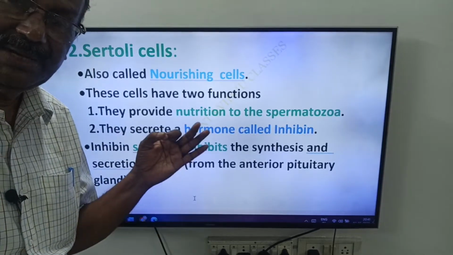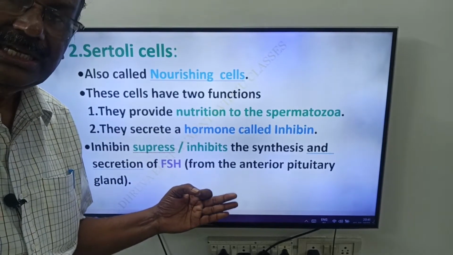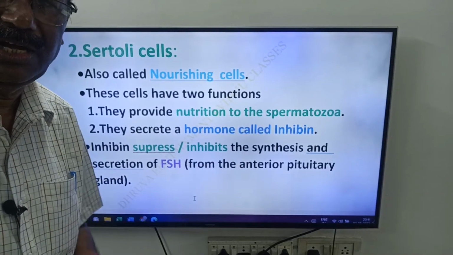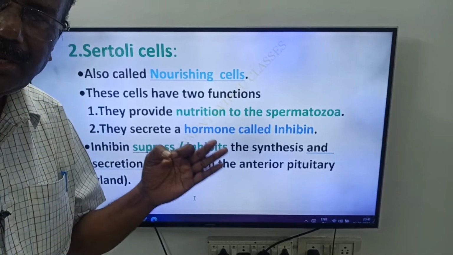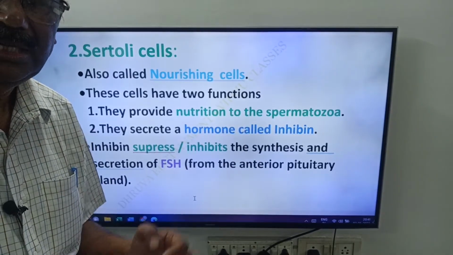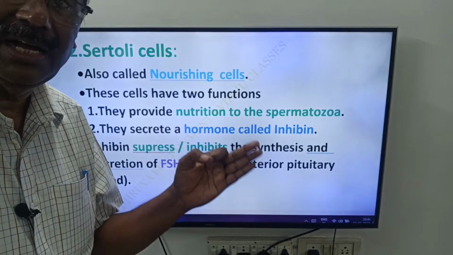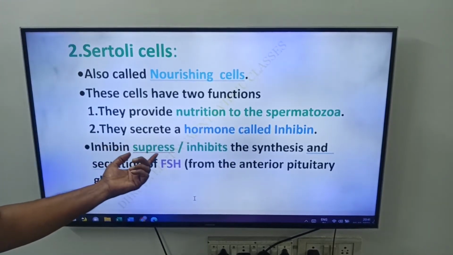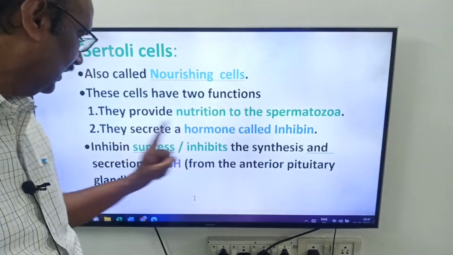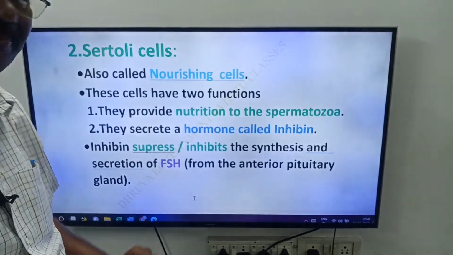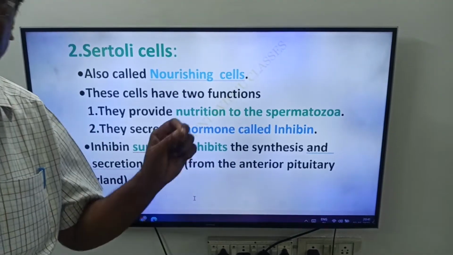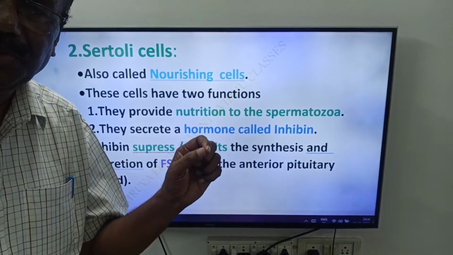Friends, what does inhibin do? It stops FSH synthesis. What is FSH, friends? Follicle stimulating hormone. Who prevents the synthesis of follicle stimulating hormone? The hormone inhibin prevents it. So inhibin suppresses or inhibits the synthesis and secretion of FSH from the anterior pituitary lobe. FSH means follicle stimulating hormone.